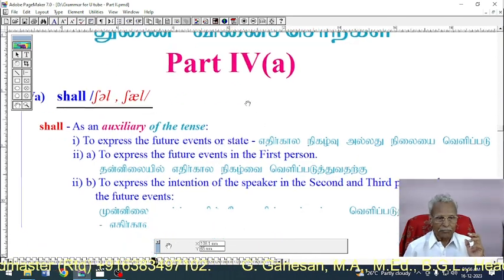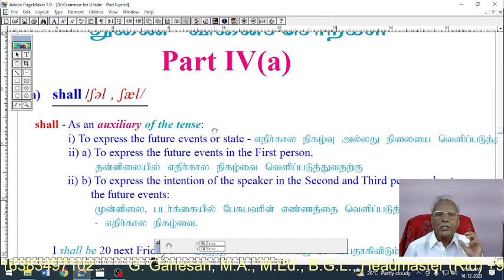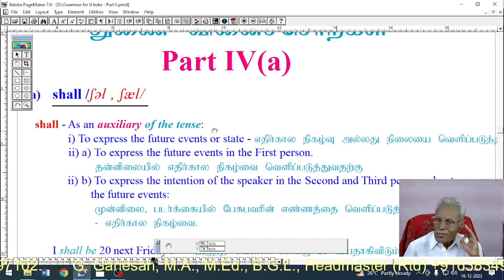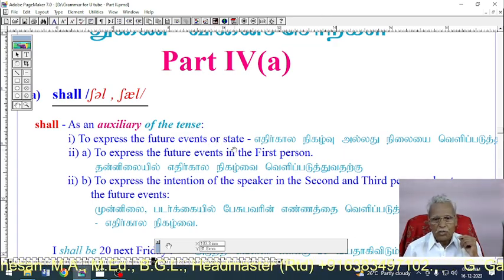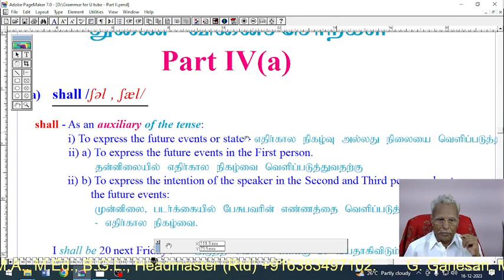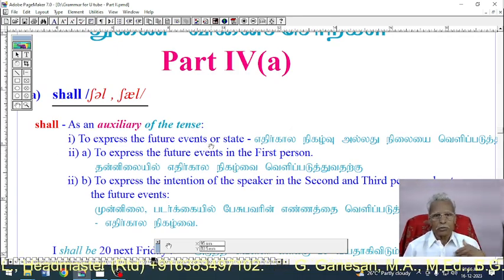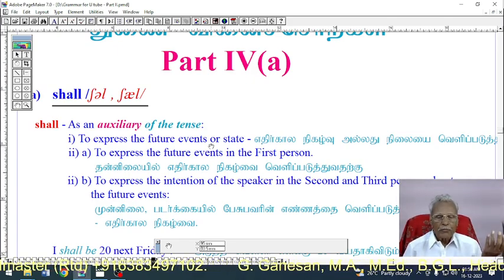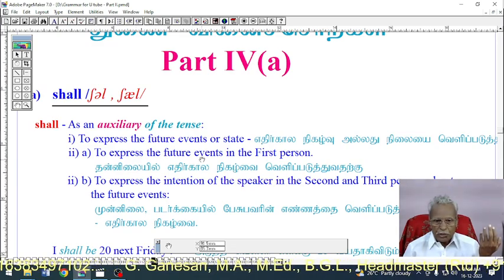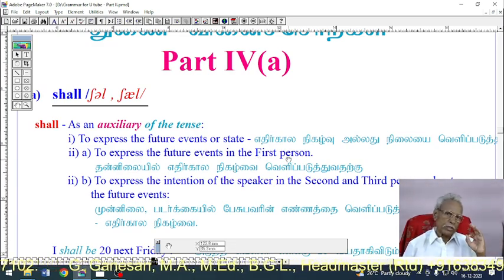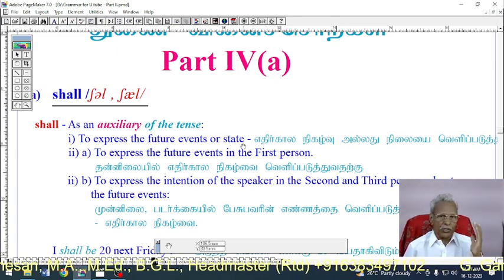Now, shall as an auxiliary of the tense. That is, it is used as the auxiliary of the future tense in the first person to express future events or state. To say the future events. To express the future events in the first person. To express the future events in general, future events or state.